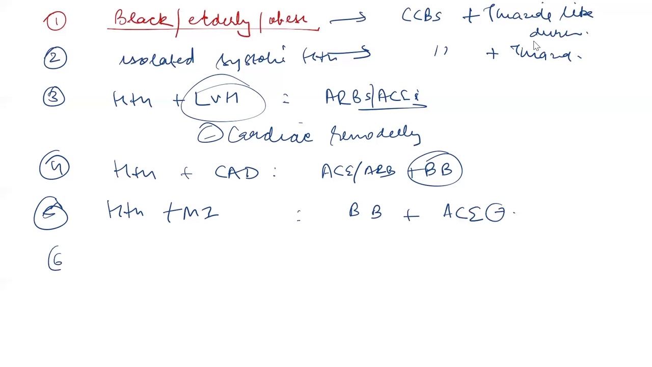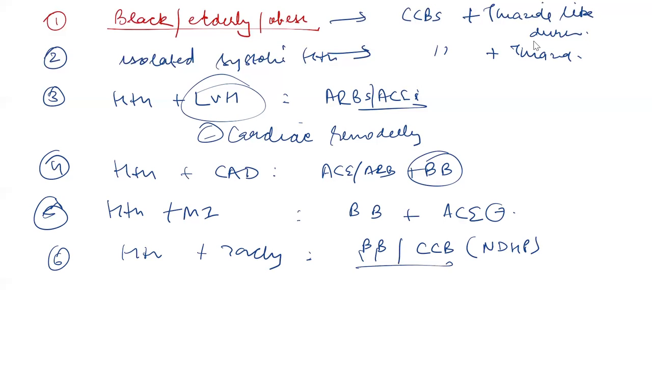Suppose the patient has hypertension plus tachycardia, then we'll prefer beta blockers. Or we can also give a calcium channel blocker, but the calcium channel blocker here would be non-DHP. We will give one out of these, and the second drug can be any other drug. Beta blocker and non-DHP calcium channel blocker should not be given together because of the risk of AV nodal block.